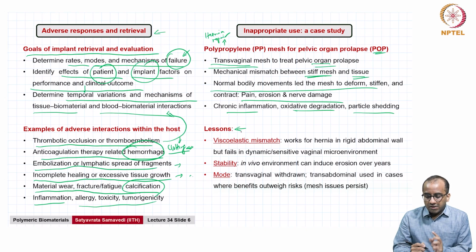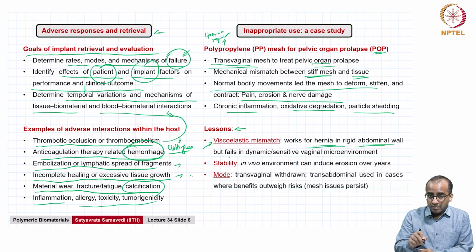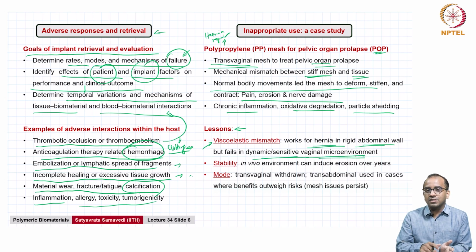Essentially, the first lesson to be learned from a design perspective is this viscoelastic mismatch. While polypropylene meshes are approved for hernia repair, note that the site of implantation there is the rigid abdominal wall. So, there is no issue there. The issue comes here because the mismatch happens between the viscoelastic, or dynamic and sensitive, vaginal microenvironment versus the stiff polypropylene meshes. So, what works in one region does not work in another region.